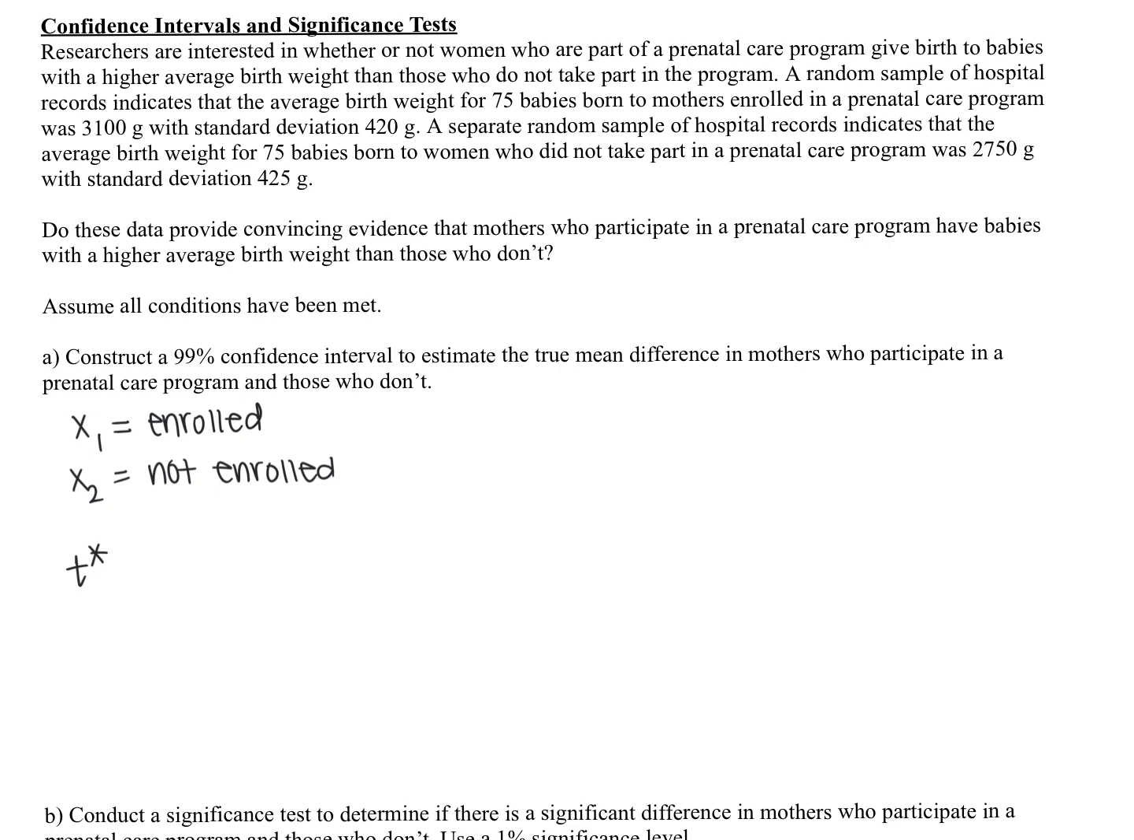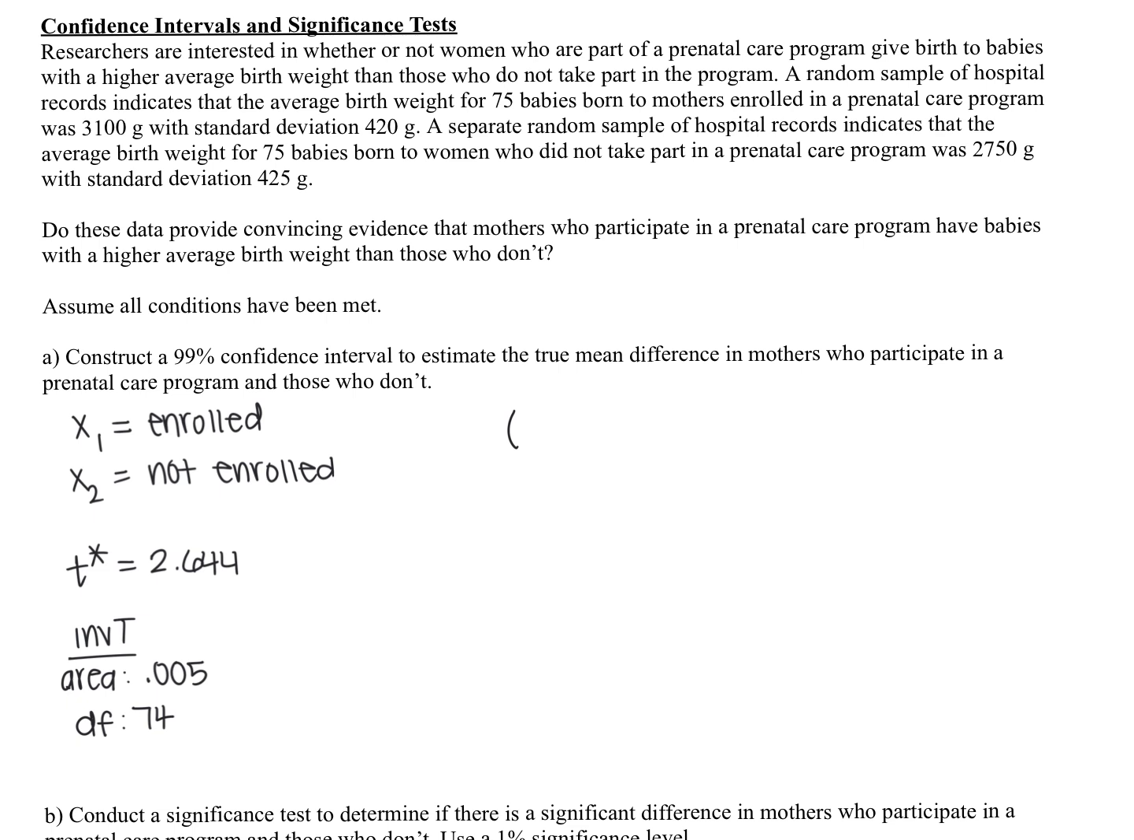So we have to find our critical value. So we go to INVT. Our area is going to be 0.005. And then our degrees of freedom, 74, because again, our sample sizes are actually both the same. So ignoring the negative, 2.644.